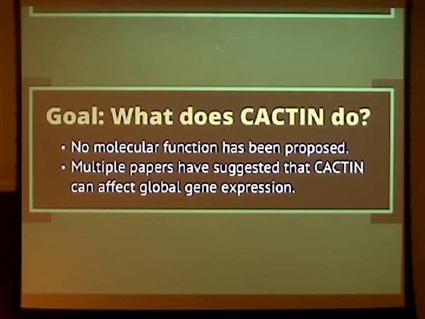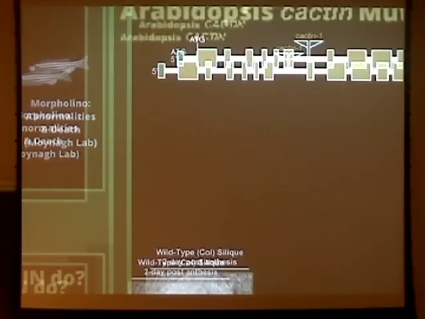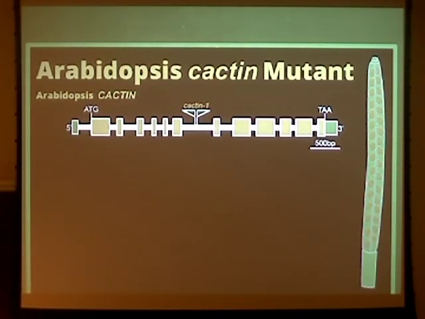There had been a couple of small papers on this subject. They had found some evidence that cactin might be able to change gene expression of many genes, but as to how it was doing that, what it was doing, it was really an open book. So it was my goal to try to figure out what cactin is doing. Nobody had looked at cactin in plants yet. Maybe plants are going to be one of the places where we might have an easier time figuring out what this gene does. So we started off with a genetic approach.